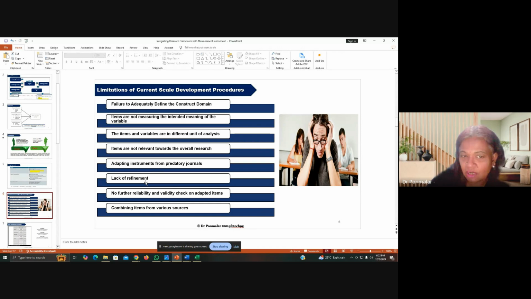Okay. And lack of refinement. That means you just take it wholesale and then you never refine it to your study. Remember, no matter where you take your items, where you adapt, scales are not developed for your study, right? Scales are developed in the context of their study. So when you bring it over to your context of study, you need to refine them. Otherwise, when you don't do any refinement, sometimes the respondent will be like, how to answer this? It's not related to my company. It's not related to my study, right?